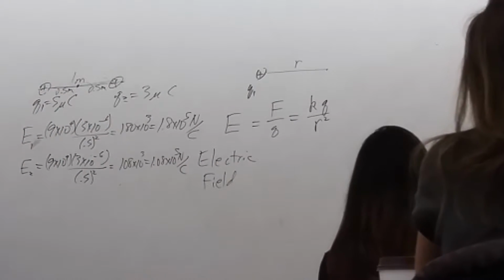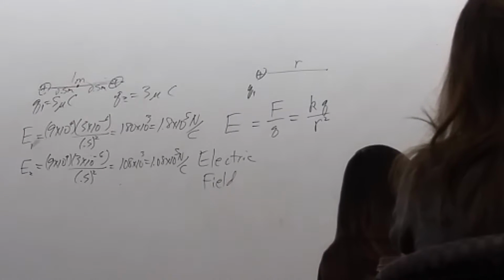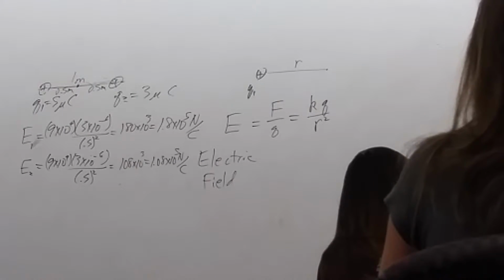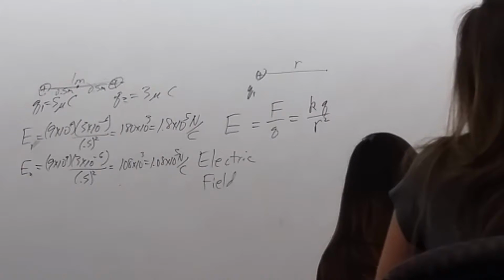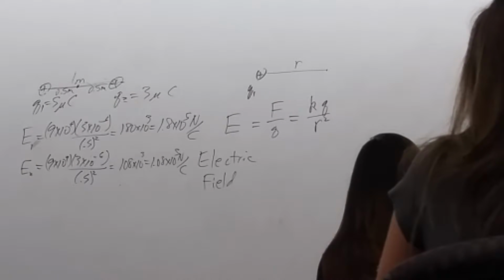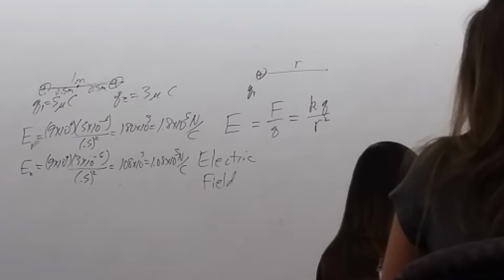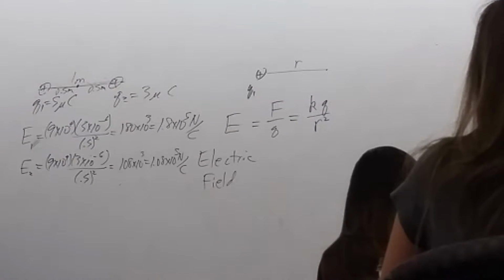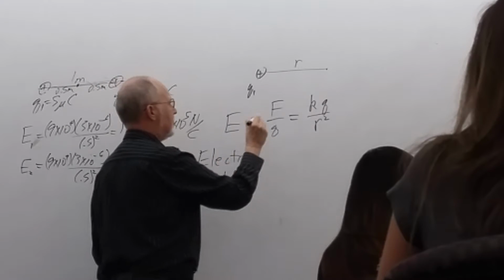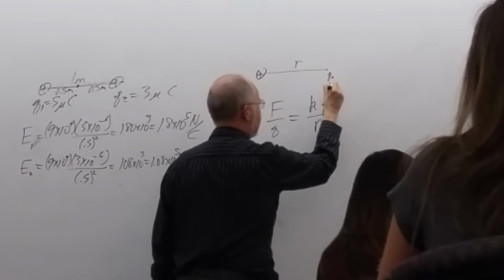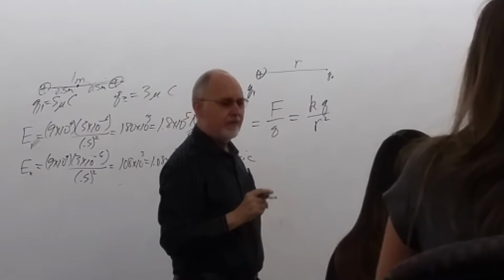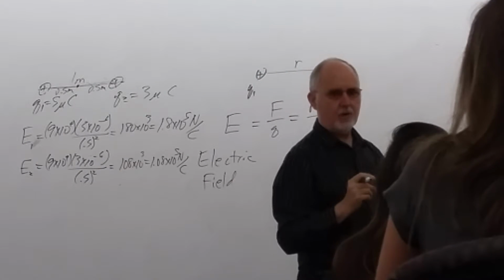But force is a vector, and E is F over Q. Q is a scalar, so E must also be a vector. So what direction is the electric field vector going to be? Well, when we do that test charge, I'm going to put the little tiny q there. The test charge, by definition, is always positive.